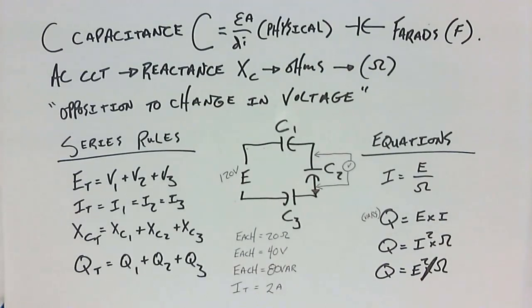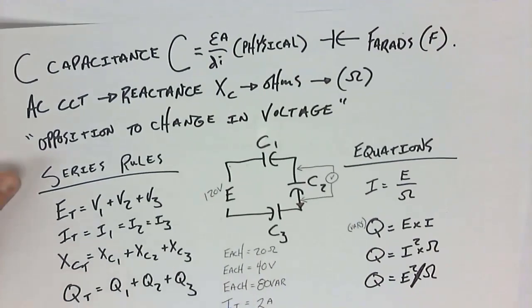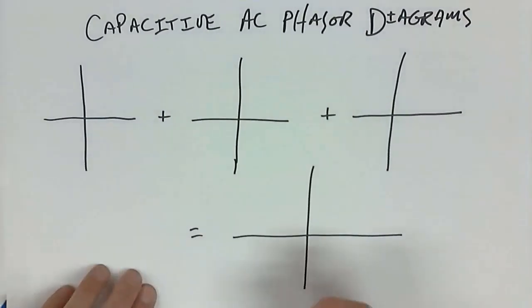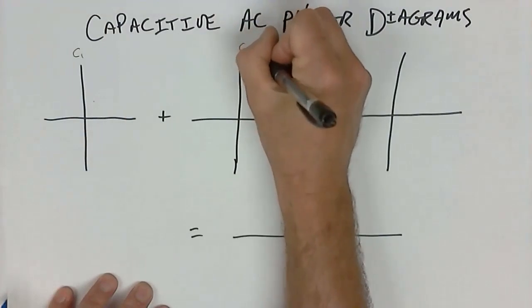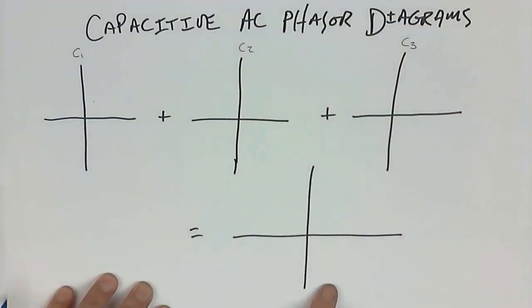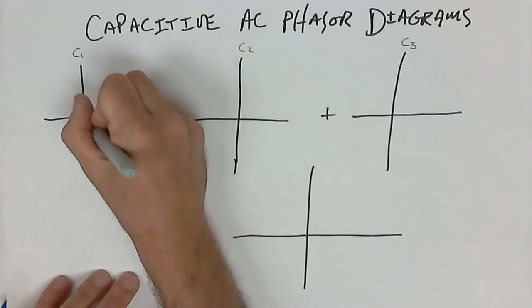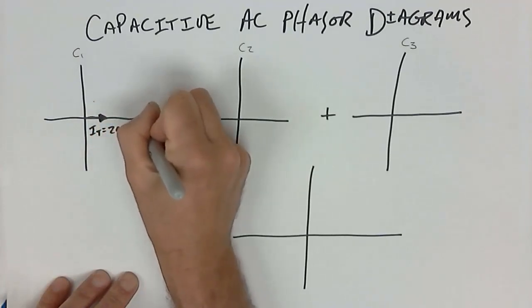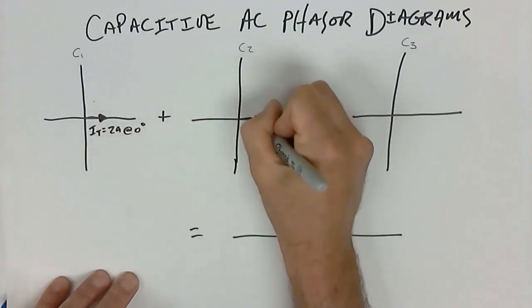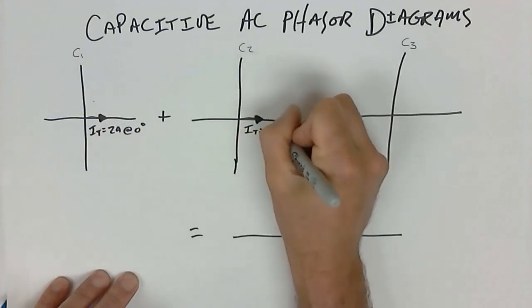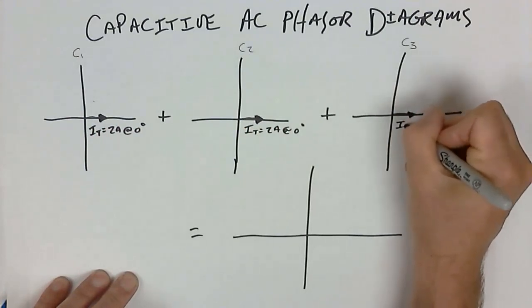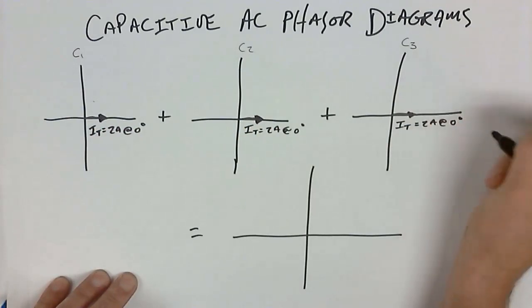So how is this going to be represented in a phasor diagram? Same process as before. What we're going to do is assign each one of these capacitors to its own diagram, C1, C2, C3, this being the total current, 2 amps at 0 degrees. I'm going to try to draw them all the same length again. 2 amps at 0 degrees. And 2 amps at 0 degrees.